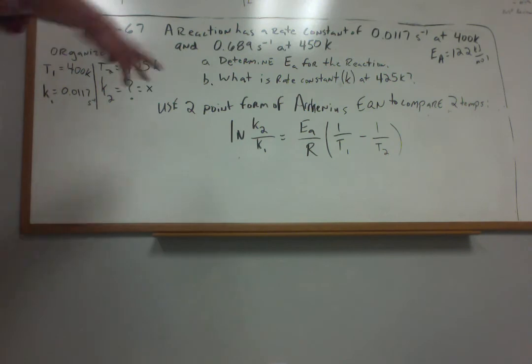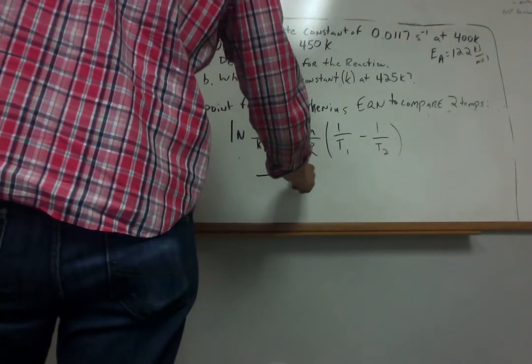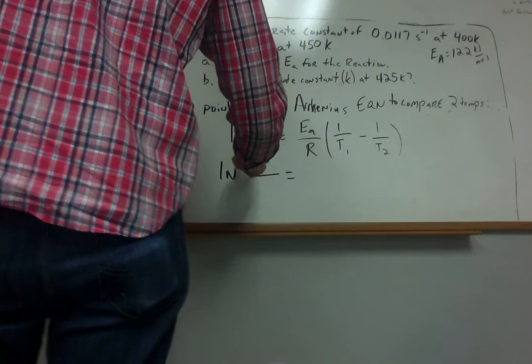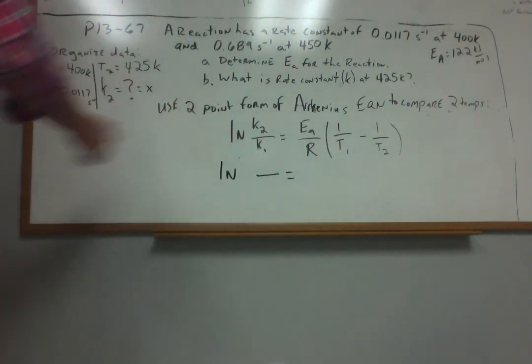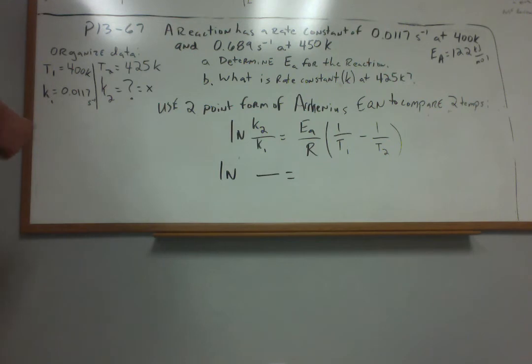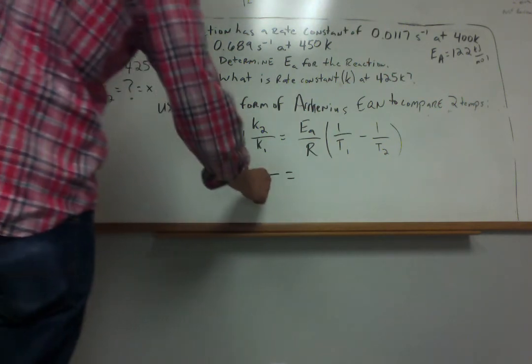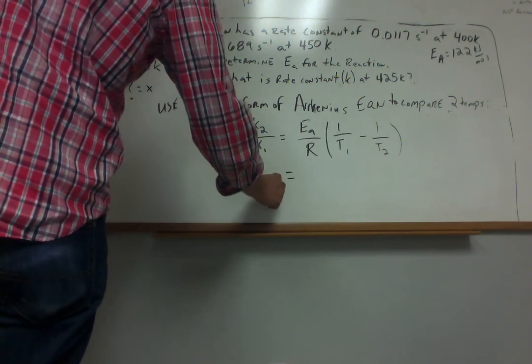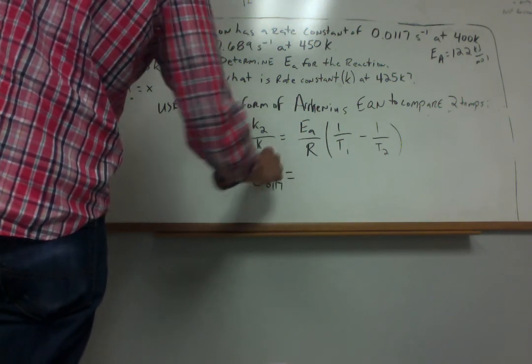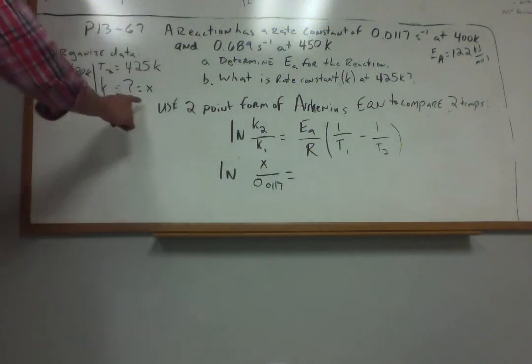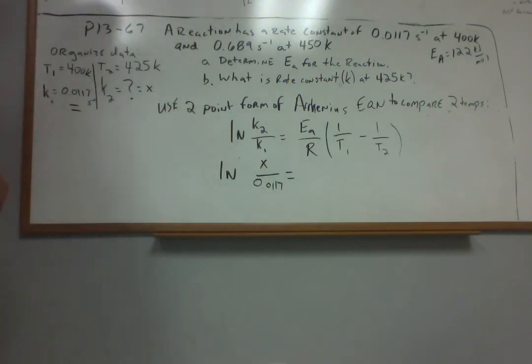We can just use the two-point form of the Arrhenius equation to solve for a different variable. If we're going to do that, we start to substitute into the equation the things that we know. So what do we know and what don't we know? Well, we know K1 is 0.0117, but we don't know K2. That's our unknown variable. We're going to call it X.